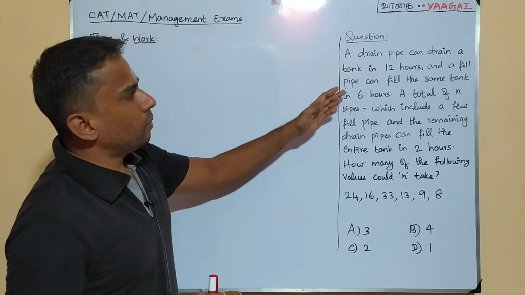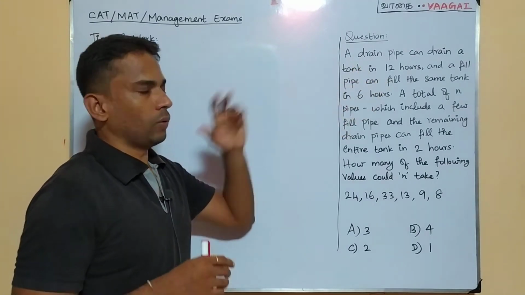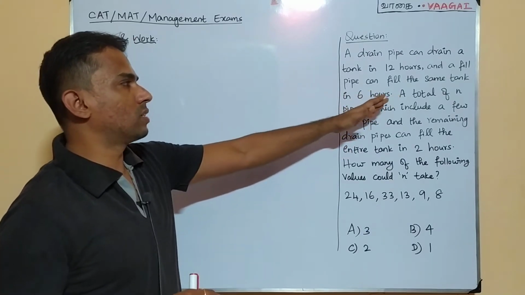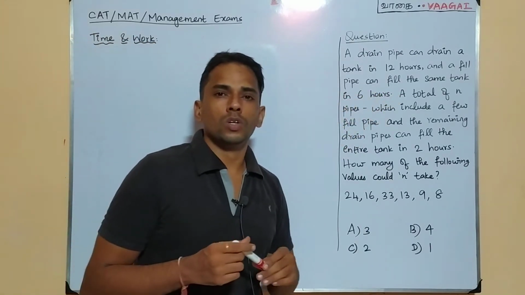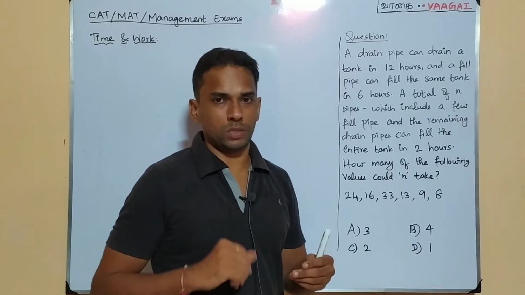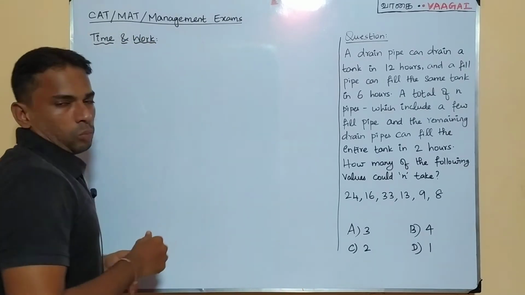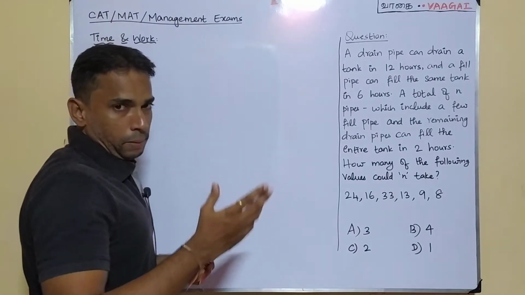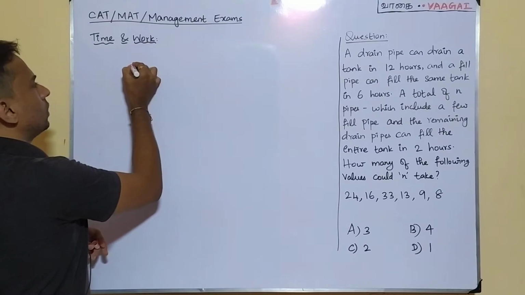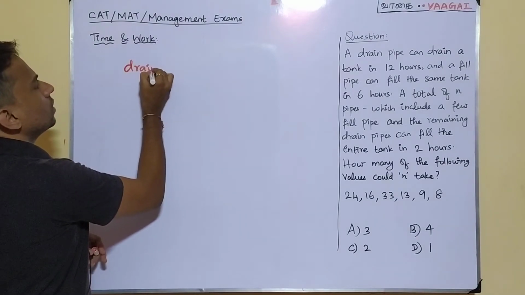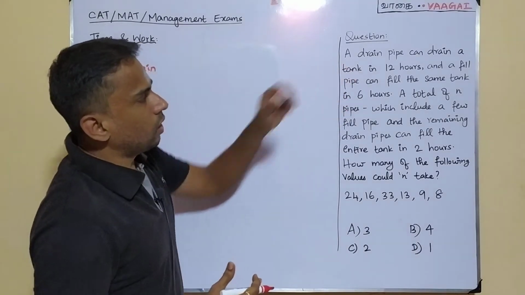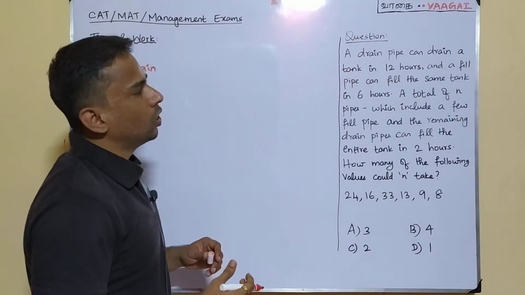A drain pipe can drain a tank in 12 hours and a fill pipe can fill the same tank in 6 hours. So there is a tank and the tank is attached with two pipes. Yes, let's note them one by one. So there is a drain pipe. Let's take the information here. The drain pipe can drain the whole water that is in the tank in how many hours? It is going to take 12 hours.